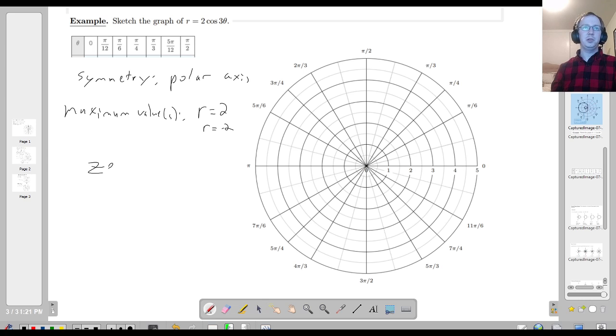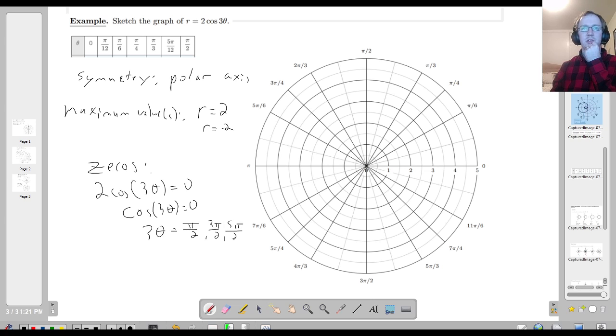And then finally, it could be useful for us to find the zeros. Where is that thing going to be equal to 0? So let's go ahead and solve that. 2 cosine of 3 theta equals 0. Divide both sides by 2. And now I'm just thinking, where is cosine equal to 0? Well, that's going to happen when we have pi over 2, or 3 pi over 2, or 5 pi over 2, or 7 pi over 2. A lot of different options here.